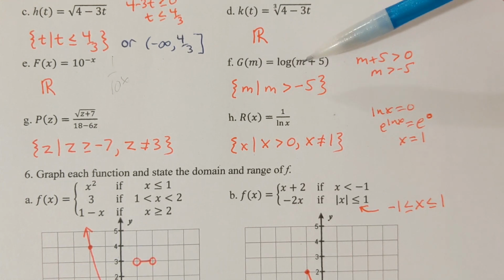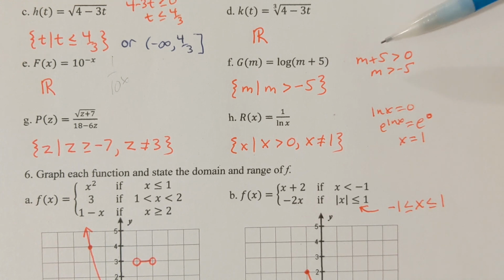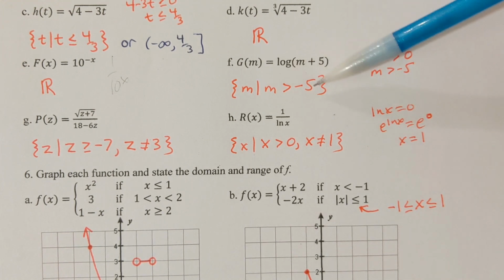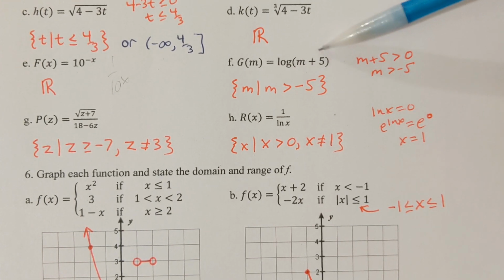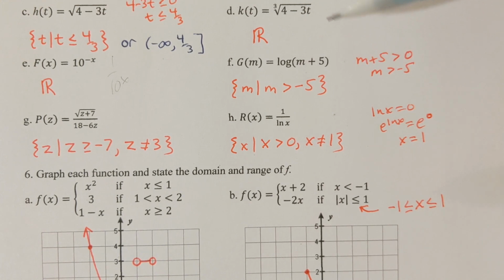Part F, g of m equal log of m plus 5. When it comes to logarithms, we can't take log of 0, can't take log of a negative. So this m plus 5, I want that to be strictly a positive number. If you subtract 5 from both sides, anything greater than negative 5 is going to be okay to use then. Anything less than or equal to negative 5, we don't want that, because then we either have 0 or a negative overall value going into the logarithm.